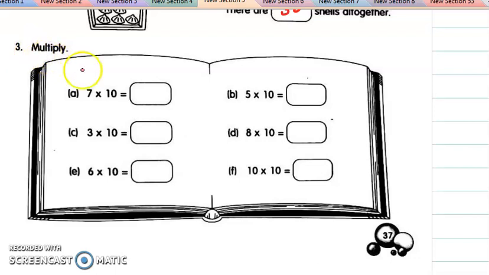Here, very simple multiplication. 7 times 10 makes 70. 5 times 10 makes 50. 3 times 10 makes 30. 8 times 10 makes 80. 6 times 10 makes 60. And 10 times 10 makes 100.